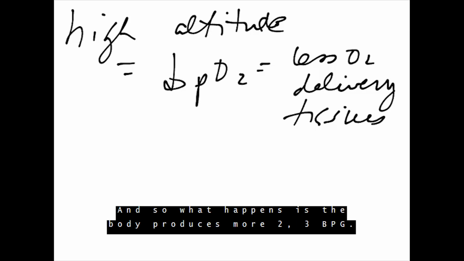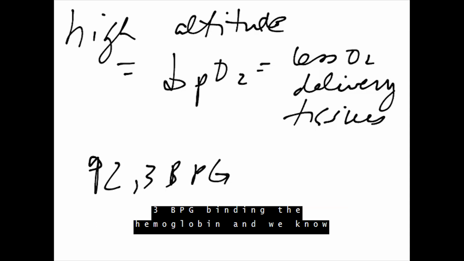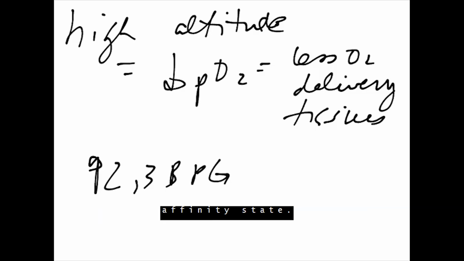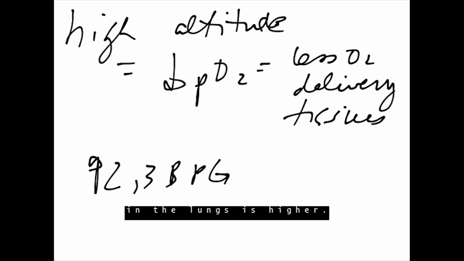And so what happens is the body produces more 2,3-BPG. So if we produce more 2,3-BPG, then we have more 2,3-BPG binding to hemoglobin, and we know that BPG binding to hemoglobin stabilizes the low oxygen affinity state. So it's going to encourage the release of oxygen in the tissues. It's not really noticed in the lungs at all, since the pressure in the lungs is higher.